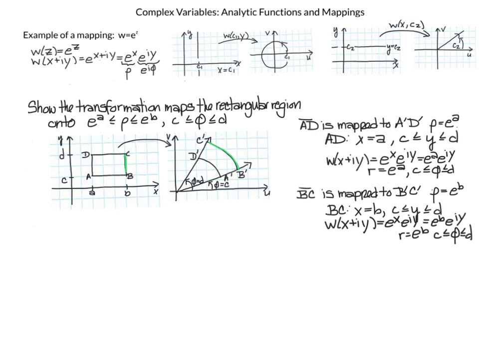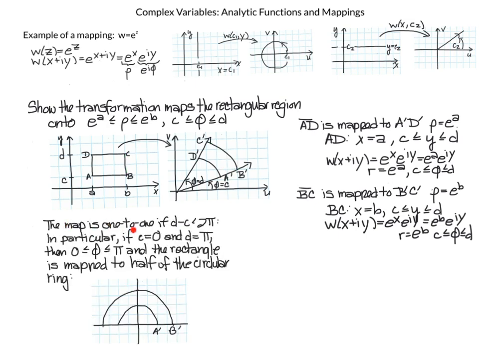So here, again, we have our phi, our angle, now varying between c and d, but our radius is out at e to the b, which is greater than e to the a, because here we have b greater than a. So this arc goes from phi equals c to phi equals d, at a radius e to the b, which is greater than e to the a. Another note: the map is 1-to-1 if d minus c is less than 2 pi.